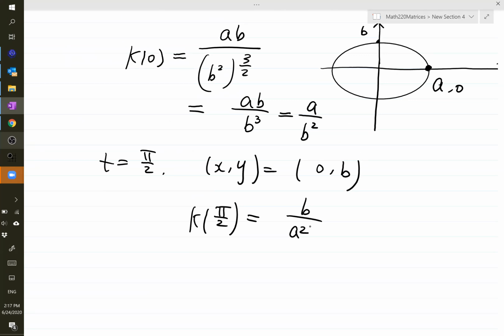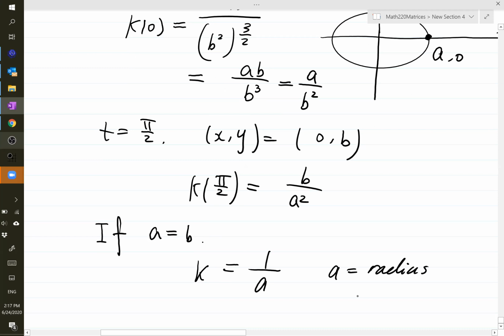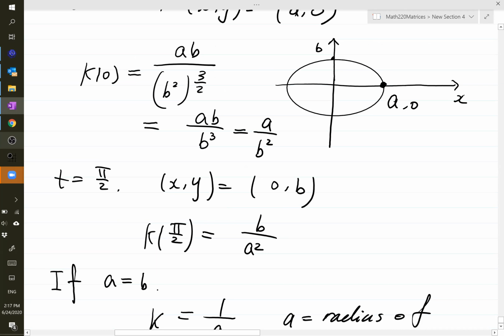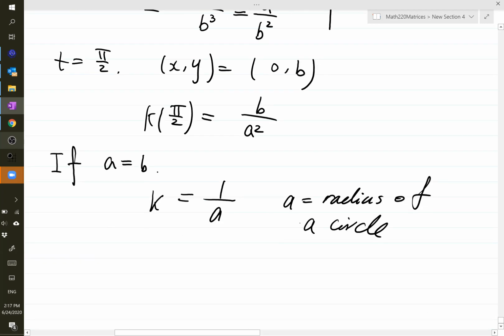Now if a equals b, then remember an ellipse will be a circle. Now the curvature of a circle is 1 over the radius, and a is the radius of the circle. So the curvature of the ellipse becomes the curvature of the circle. If you assume a equals b, you get 1 over a or 1 over b, the radius of the circle.